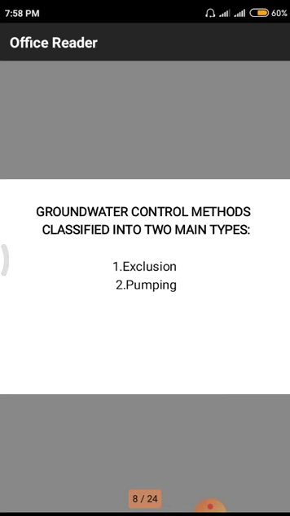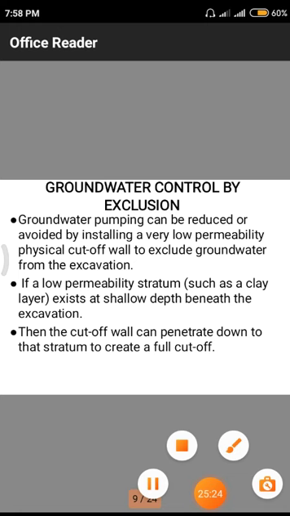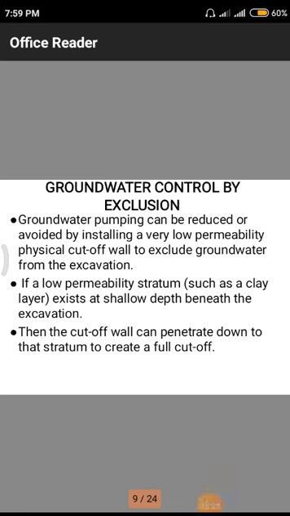Next one is exclusion. We need to observe how exclusion is done. Groundwater pumping can be reduced by installing very low permeability or physical cutoff walls, or by excluding groundwater from the excavation.